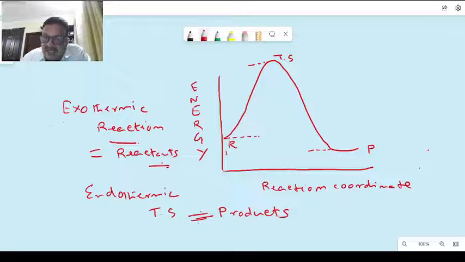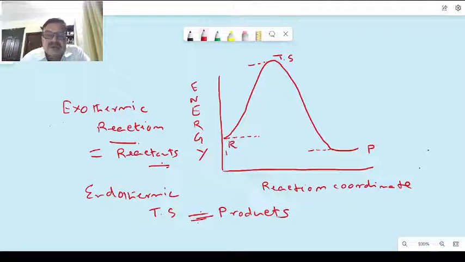Since the transition state resembles the product, anything that stabilizes the product, that means anything that lowers the energy of the product, will stabilize the transition state. Therefore, lowering the energy of the transition state will decrease the energy of activation. Correct. If we lower the energy of the transition state, the activation energy will be lowered.